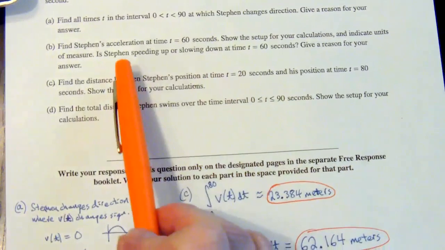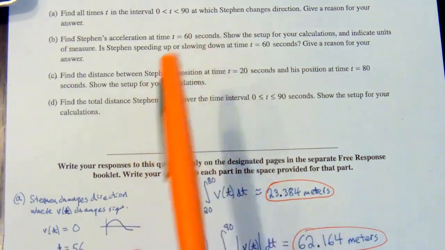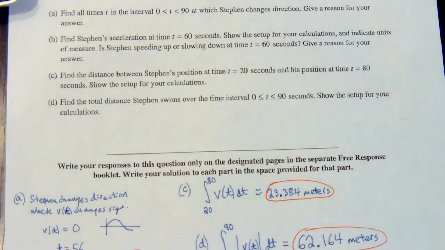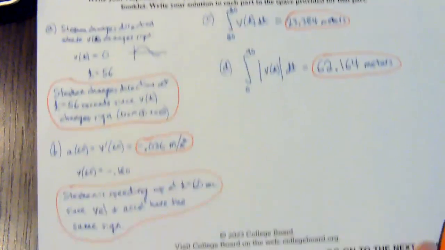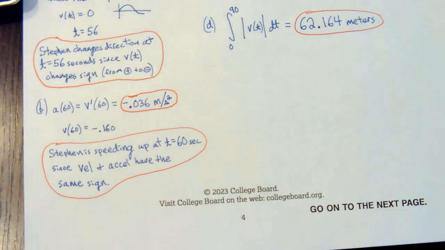And then anytime it's asking whether something is speeding up or slowing down, you need to get the sign, plus or minus. You need to figure out what the signs are for the acceleration and the velocity. Remember, it's going to be speeding up if velocity and acceleration have the same sign, and the speed is decreasing if velocity and acceleration have opposite signs right there.